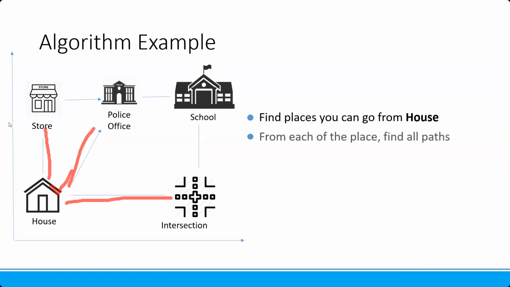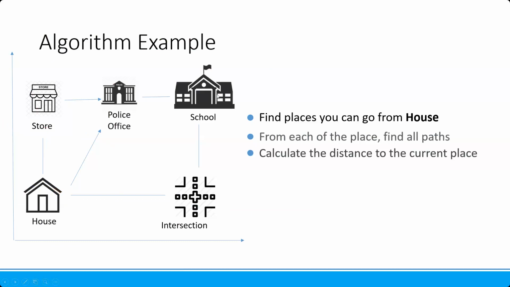And let's say I want to put the destination from the house, I want to go to school. Then from each place, find all paths. It means after I know the house can go to the store, next I need to check from the store. Is it possible to go to the police office? Okay, yes. From the police office, is it possible to go to school? Okay, yes. Then this is one path from house to school.